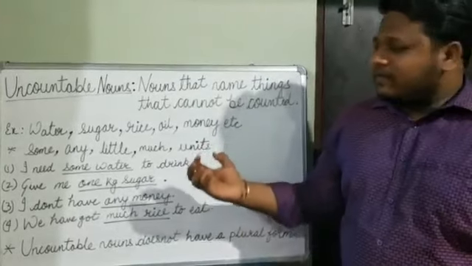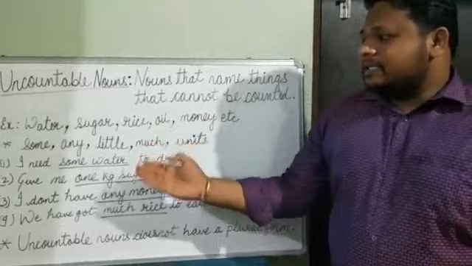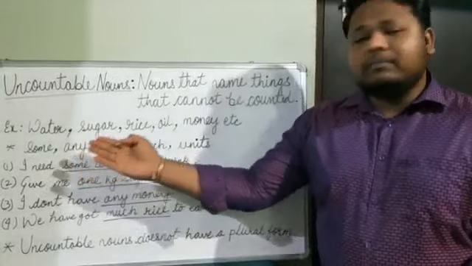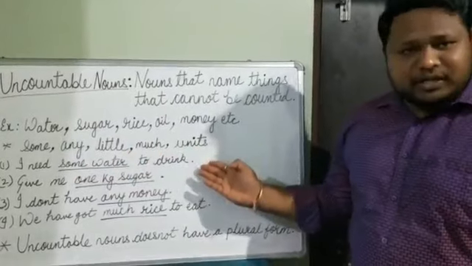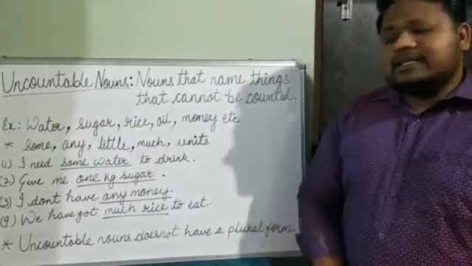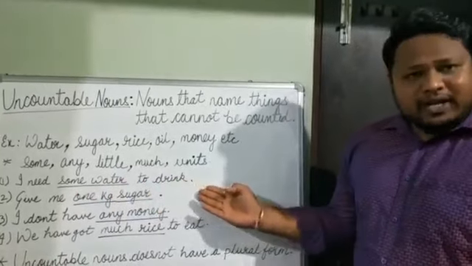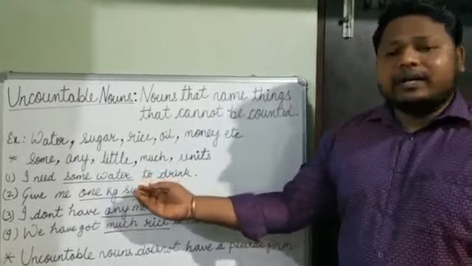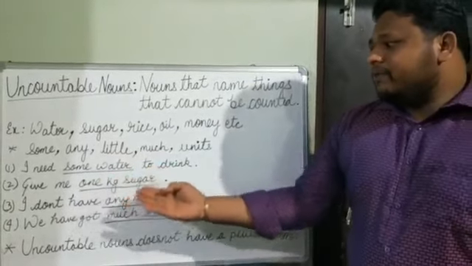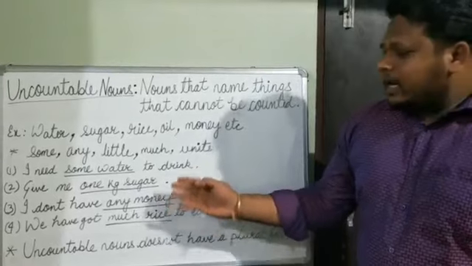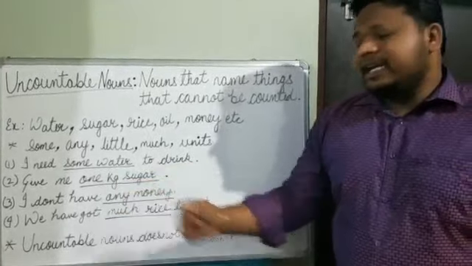So how do we define these kinds of nouns? We define such nouns in form of some, any, little, much, or using some units. Let's take some examples. I need some water to drink. Here we defined water in terms of some. Example 2. Give me 1 kg sugar. Here we are defining sugar with the help of unit kg.